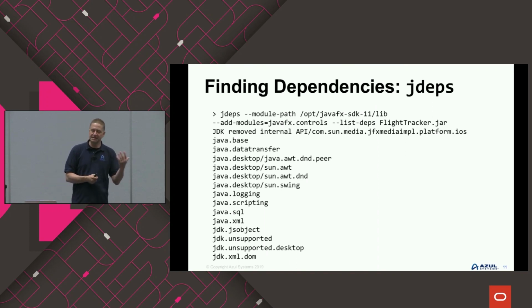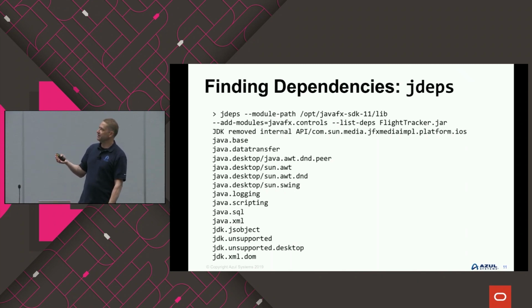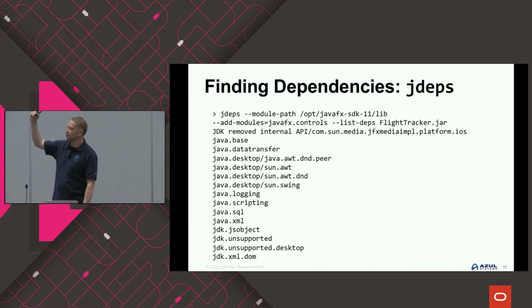So in this case, I want to list the dependencies, and I've got a jar file that I created called flight tracker. And then it will print something like this. And it'll give you all sorts of information about the modules that you're depending on. So java.base, java.datatransfer.